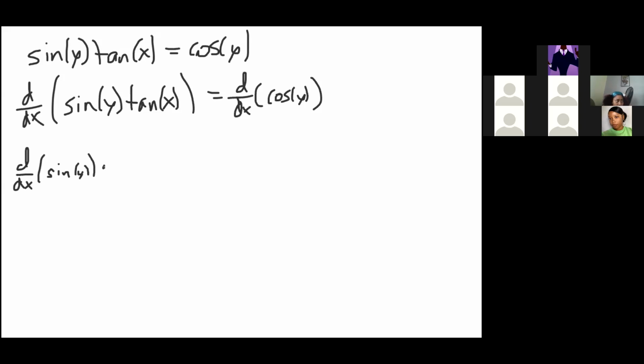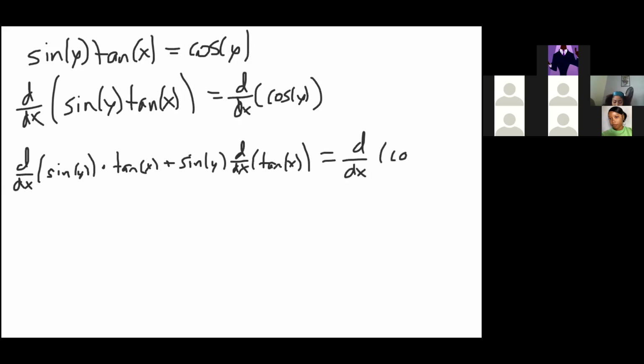So sine of y times tangent of x plus sine of y times the derivative of tangent of x. And then I'm leaving, just for now, that stuff on the right-hand side alone, because we just said we're focusing on the left-hand side. So all I did was apply the product rule.